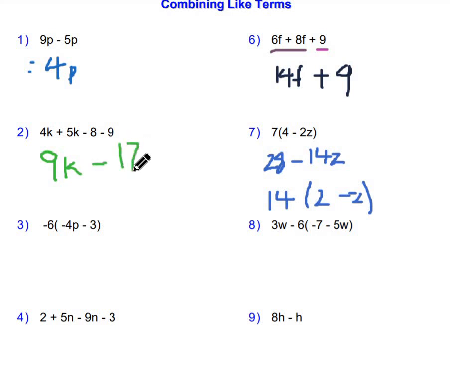So immediately, I should be able to write 9k minus 17 as the answer. Sometimes you might miss out some of the like terms, so you have to double check your answer at the end. Can you see any like terms? If not, that could be the final answer.